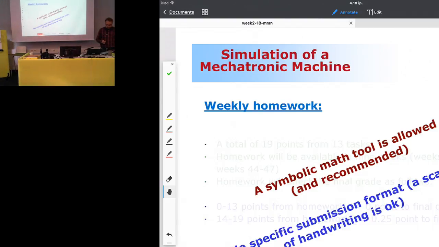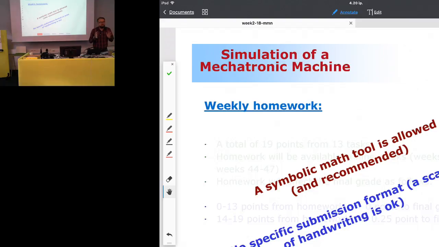All right? So how can you do that? The first assignment, which is a good example of what is about to come, you can solve by using a symbolic math tool or pen and paper, whatever you prefer. Symbolic math tools are recommended, because this course is not about mathematics. We're just using mathematics to solve certain problems.